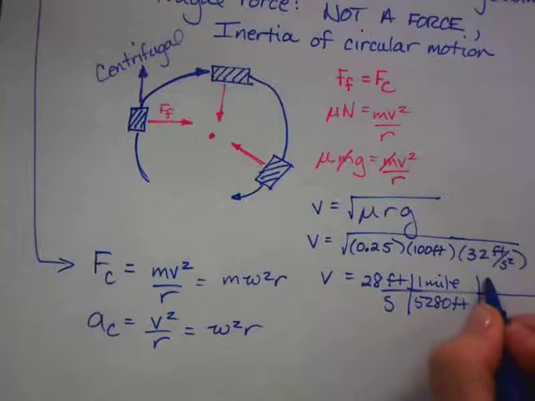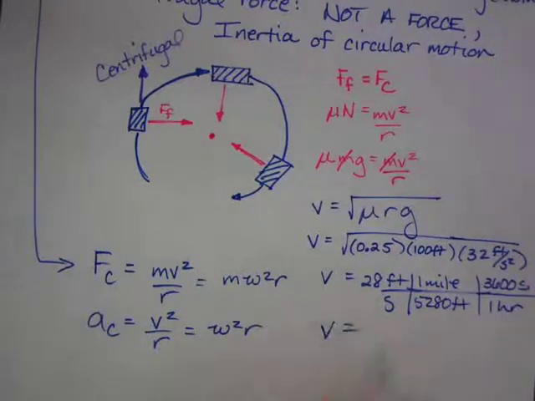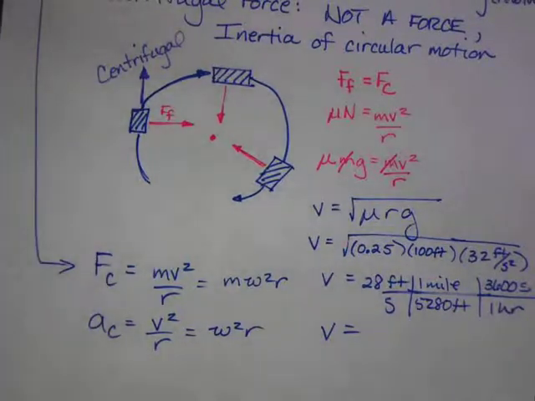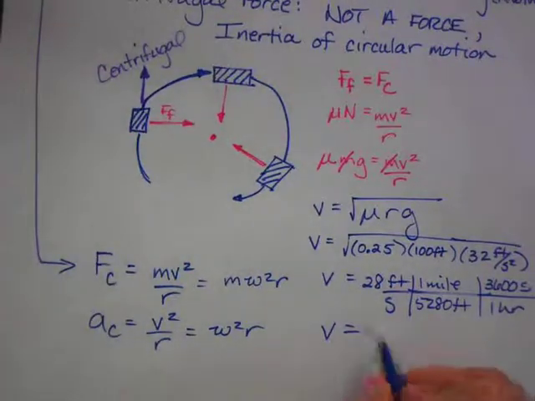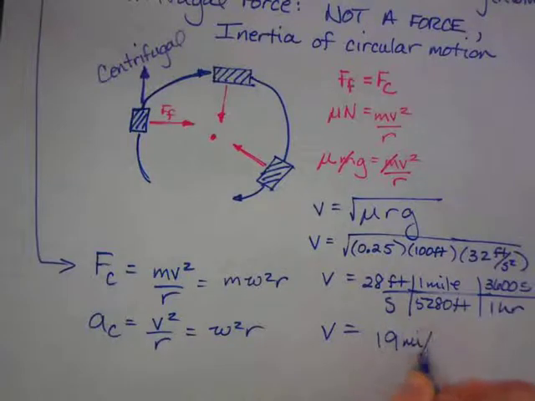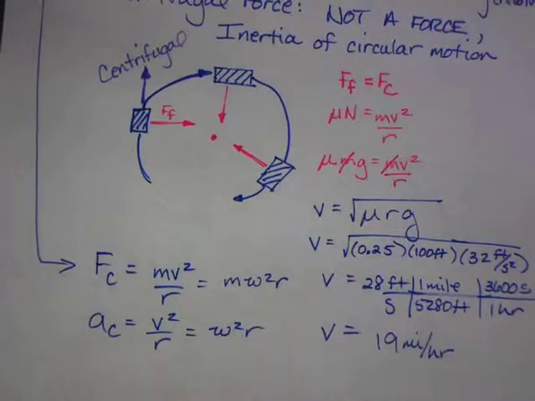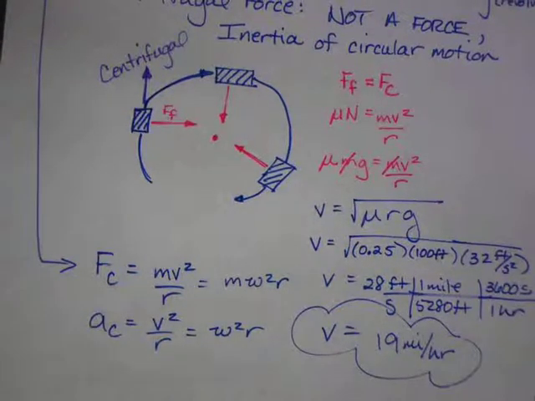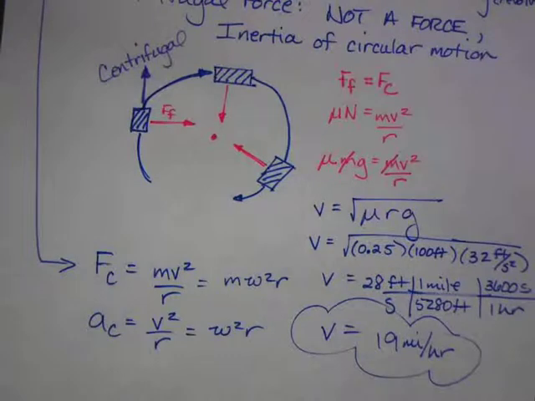And let's make this meaningful, so let's do miles per hour, right? 5,280 feet in 1 mile. And how many seconds in an hour? Yeah, good. So the velocity in miles per hour is going to be a little under 20, about 19 miles an hour. It's actually a pretty tight turn. 100 feet is not a very big radius. So there we go. That's the math we're going to do starting tomorrow.